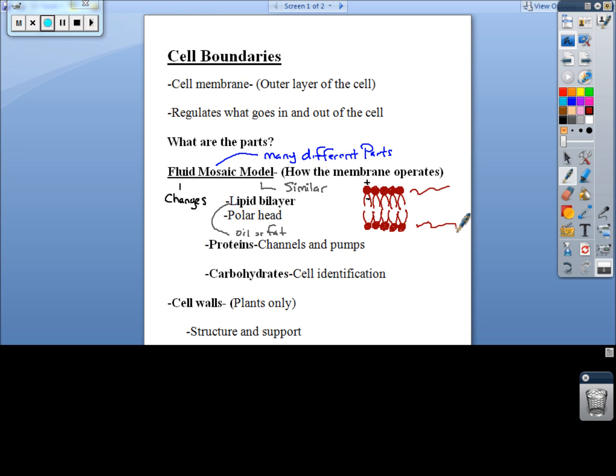Okay, and within this lipid bilayer, you can have things such as a protein channel or pump, and you can also have carbohydrates on the lipid bilayer. So if I was going to add these two things in here so you can see what they kind of look like. We're trying to move this. Hope it moves. It will.